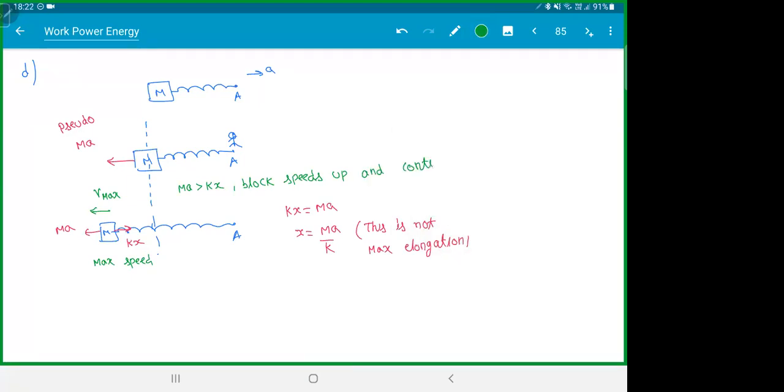So the common mistake, what people do, they think the equilibrium position is the maximum elongation. It won't stop there. Think about it. When you leave a pendulum, at the bottommost position, the net force is zero. Why won't it stop there? Why will it oscillate? Because at the bottommost position, it has gained maximum speed.